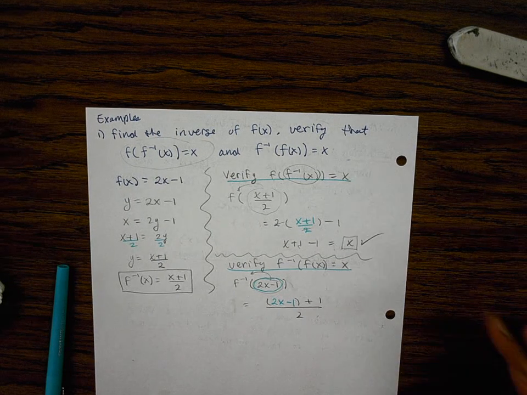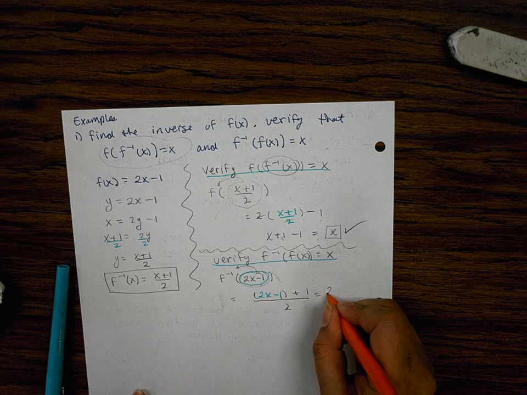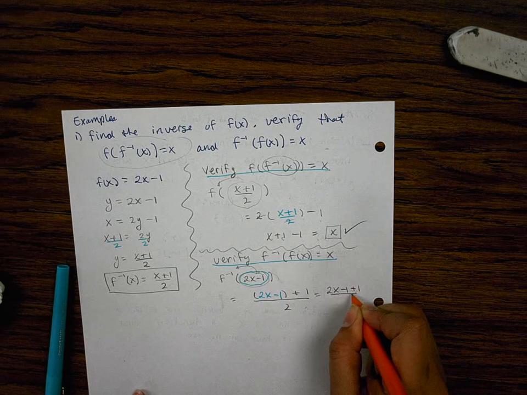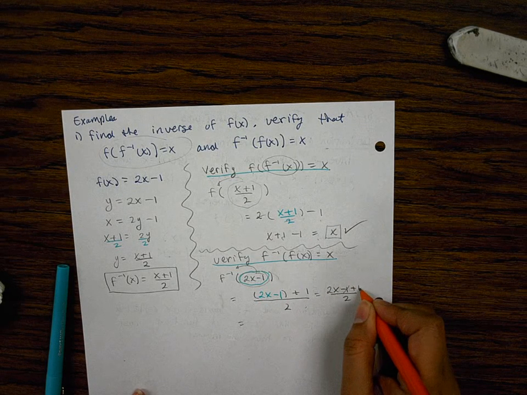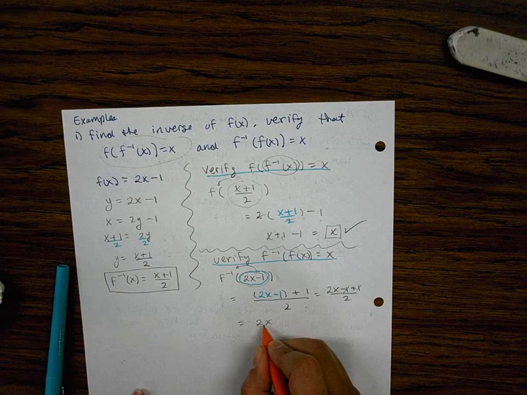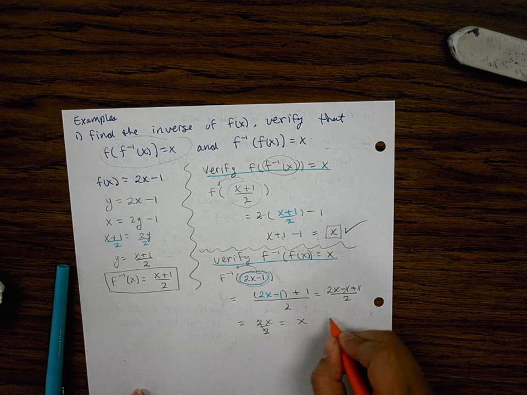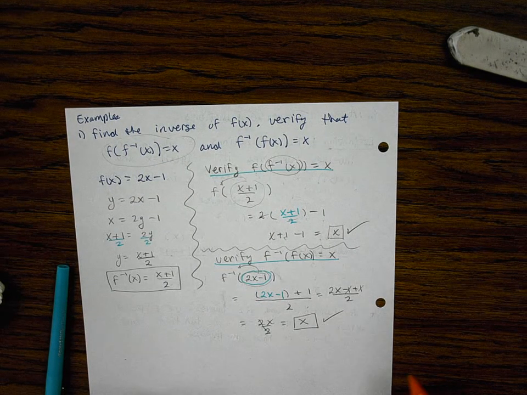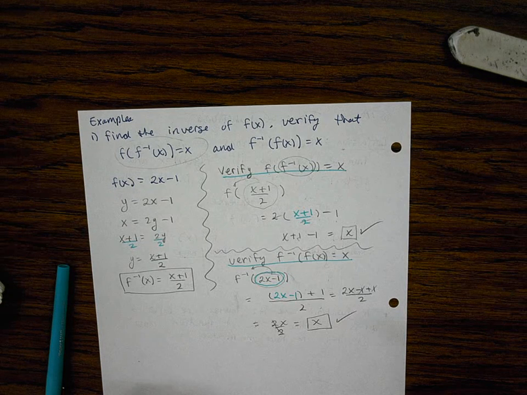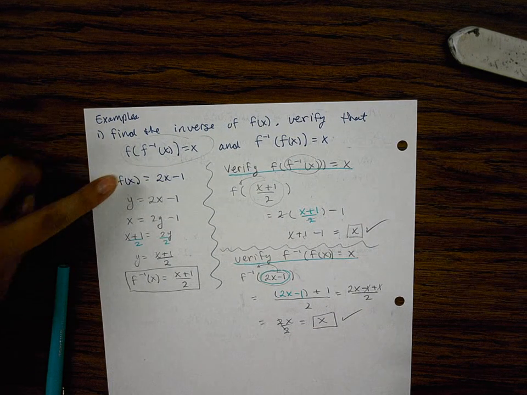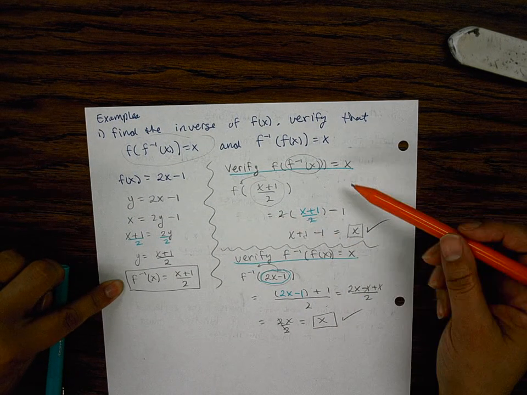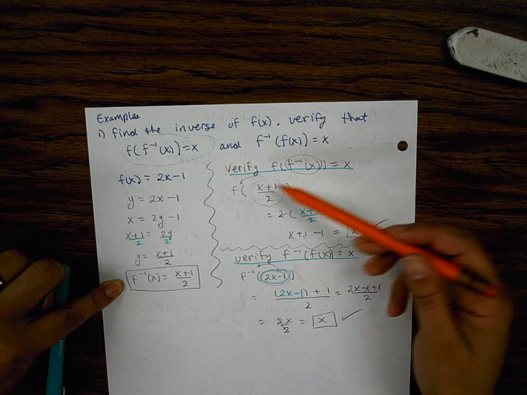Where the x used to be, I'm going to plug in this 2x minus 1 and simplify. There's nothing to distribute, so I can drop the parentheses. 2x minus 1 plus 1 over 2. The 1's cross out. I have 2x over 2. The 2's reduce, leaving me with x, which is what I was trying to end up with all along.